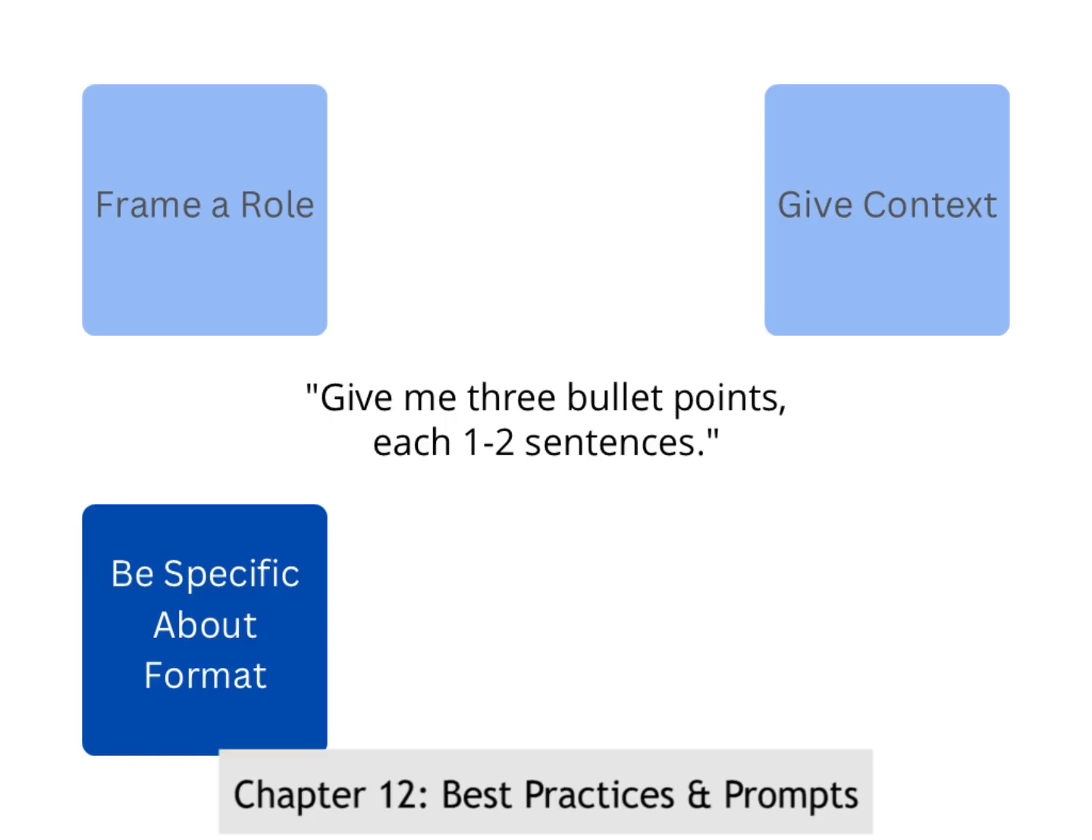And be specific about the format. So you can say things like, give me 3 bullet points, each 1 to 2 sentences, or write 150 words maximum, or maybe write 150 words minimum. You can say, use simple language suitable for a high school student reading level, or format this as a table with columns with the pros and the cons.